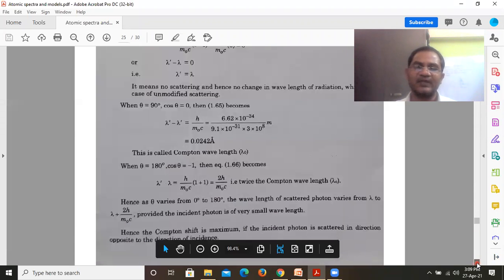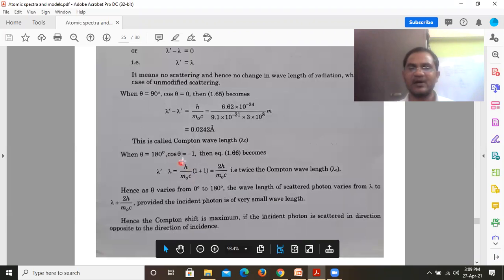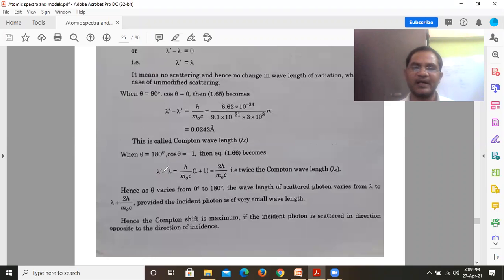Next, the third case, when theta equals 180 degrees, cos 180 is minus 1. Then delta lambda, lambda dash minus lambda, equals h by m naught c into 1 minus cos theta, which is 1 minus of minus 1, so 1 plus 1. That is why we get 2h by m naught c. So that is 2 times the Compton wavelength.